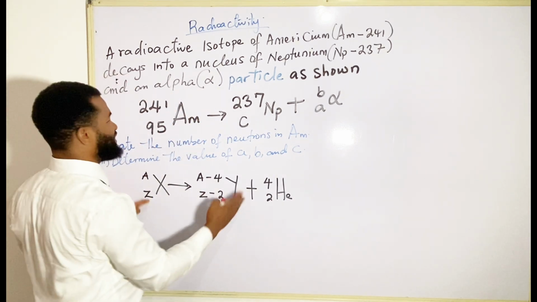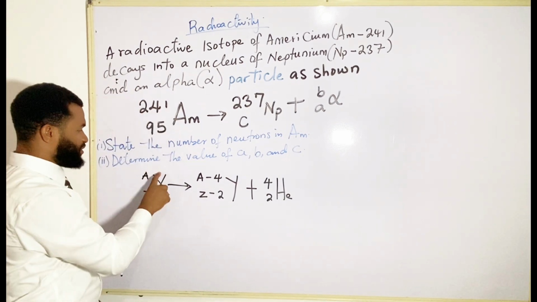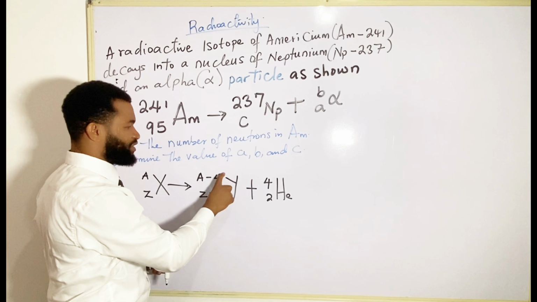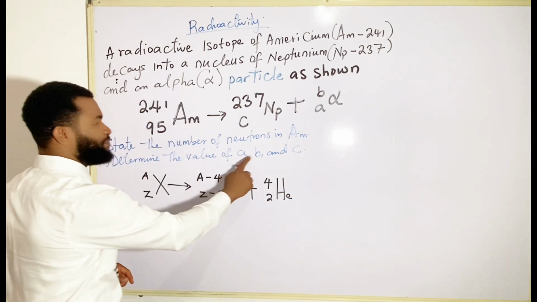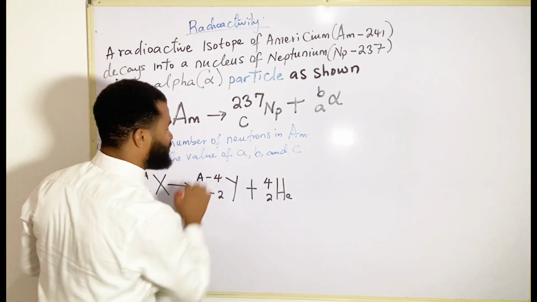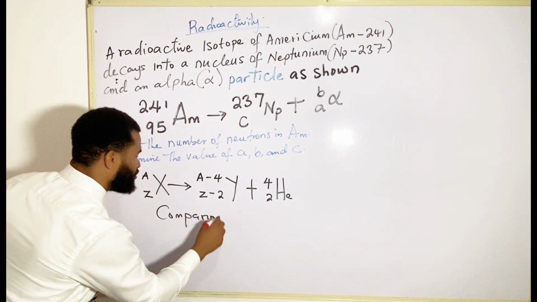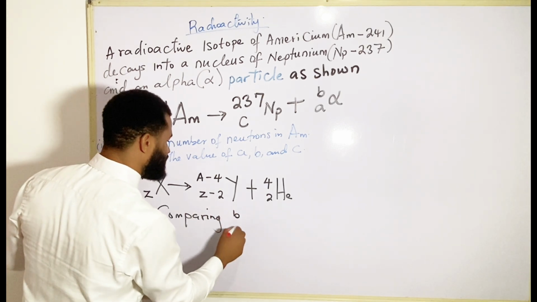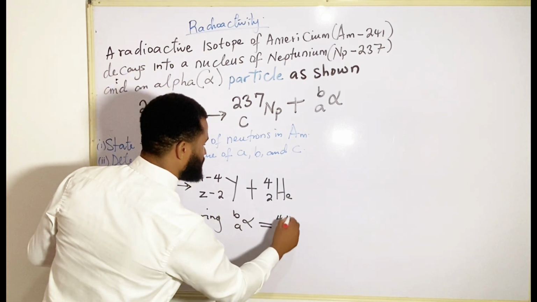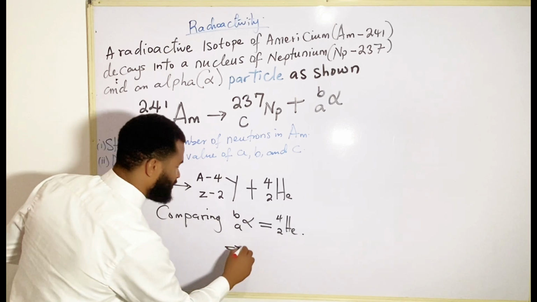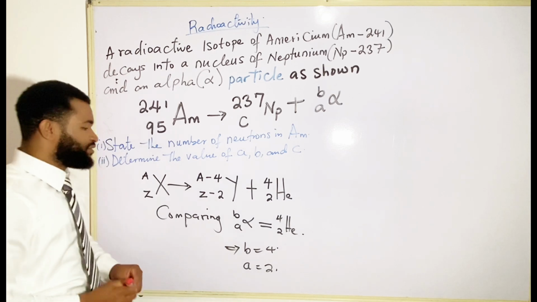If you look at this equation, it is the same thing as this equation. So I'm going to compare them. This is representing this, and this is representing this, and this is definitely this. So for this reason, I have already found my A and B. Comparing the alpha particle with this 4, 2 for the helium, this implies that B is 4 and A is 2. So we have found A and B.